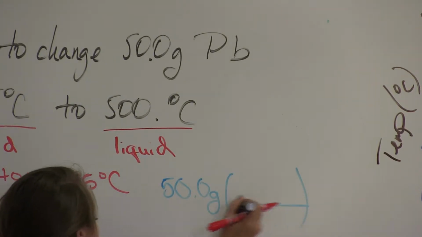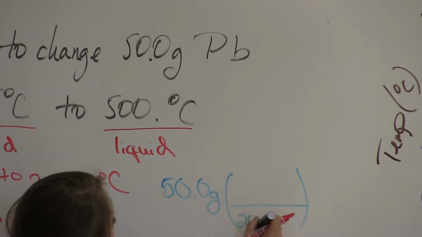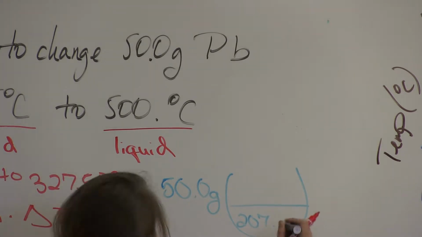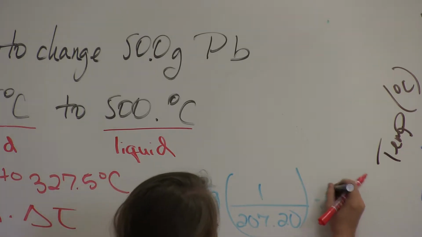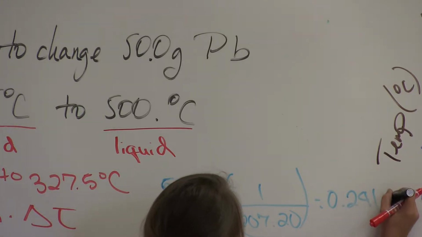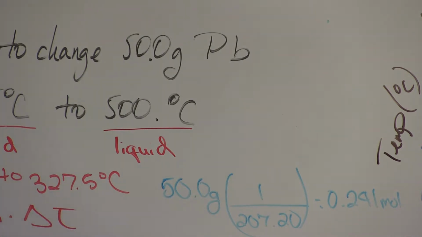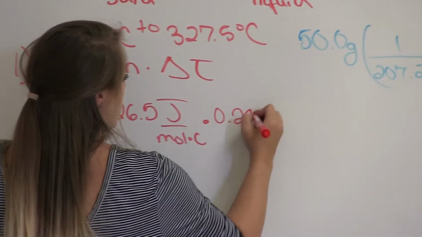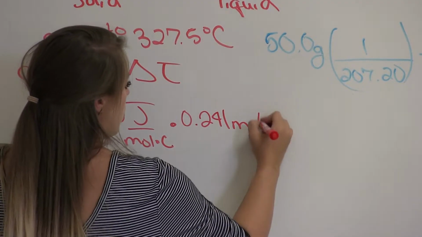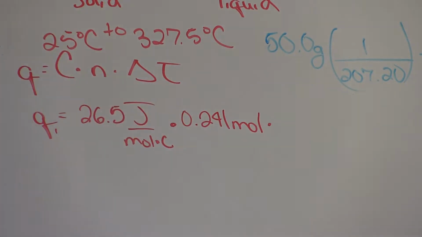Okay, we're going to get the molar mass off the periodic table, which is 207.20 to 1 mole. If you punch all that out, you're going to get 0.241 mole. So this is what we're going to be using as our moles throughout this problem. Okay, so we're going to multiply it by 0.241 mole. And then our last step is we need to multiply it by the change in temperature.